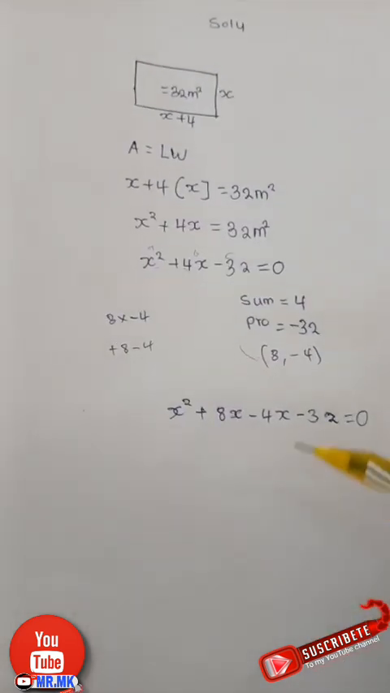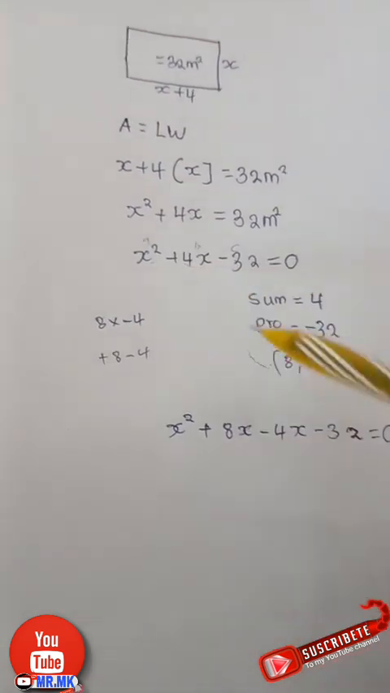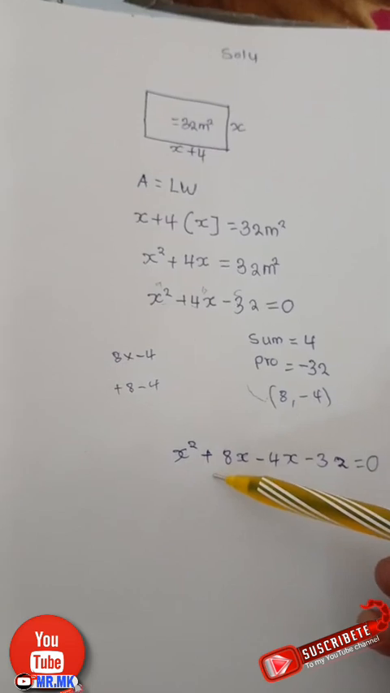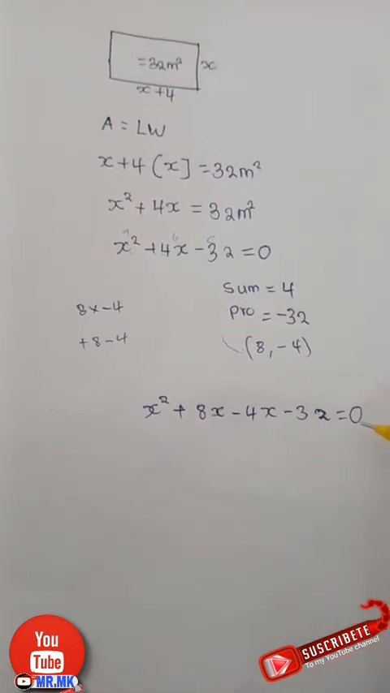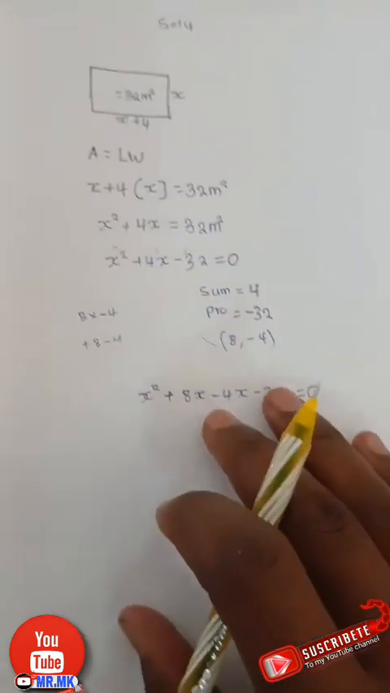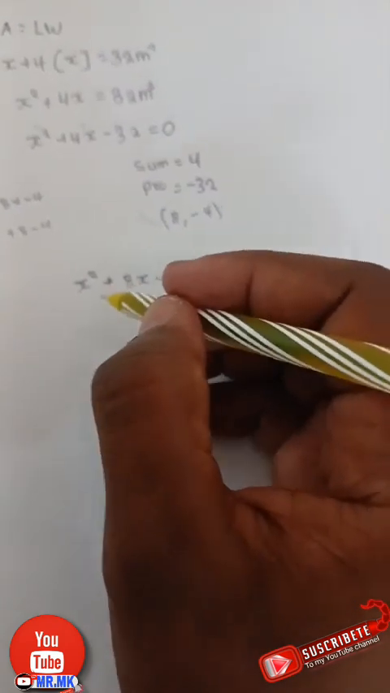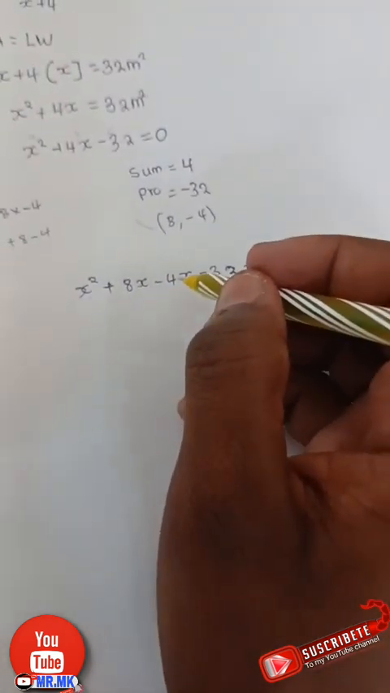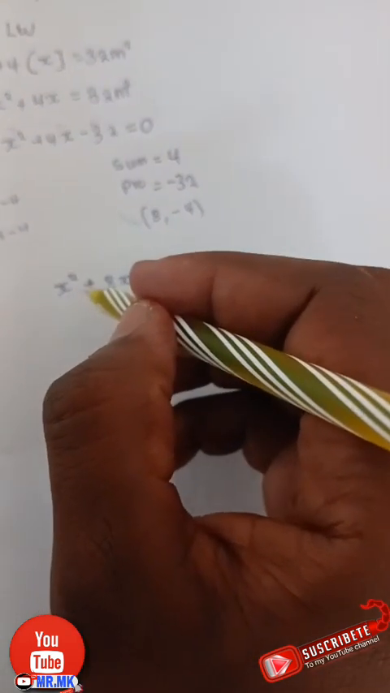Now I think we have replaced the 4, the coefficient of x, with this number. Now let's say x squared plus 8x minus 4x minus 32 is equal to 0. From there, you just factorize this equation: x squared plus 8x minus 4x minus 32. Now we factorize this equation.